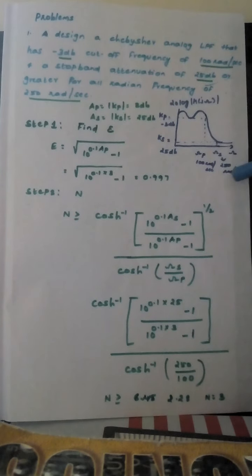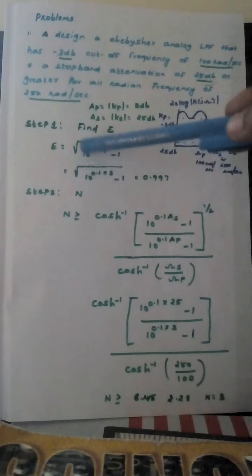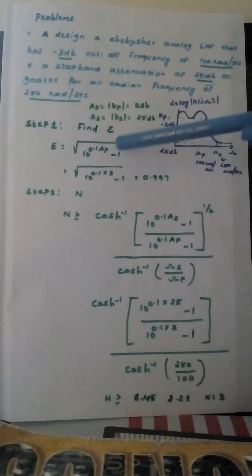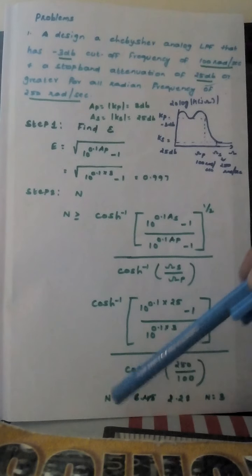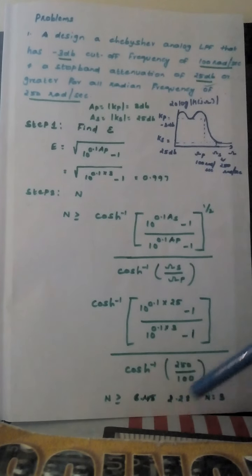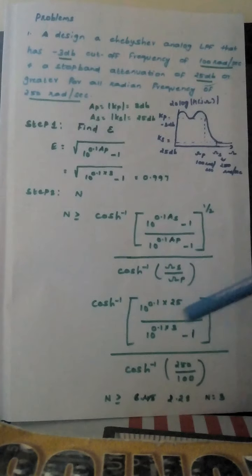So the first step is to find the ripple factor. That can be found by the square root of 10 to the power of 0.1 AP minus 1. The AP value is 3. Substituting here, we get 0.997. The next step is to find the order n. We know AS, AP, omega S and omega P. Substituting, we get n as 2.28. We go for the higher value, so n equals 3.